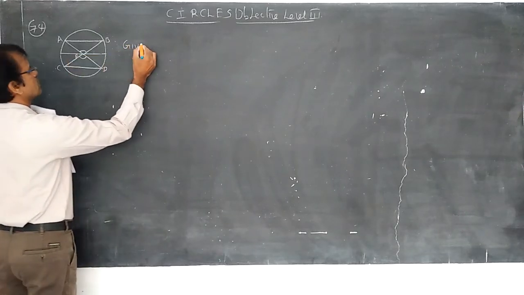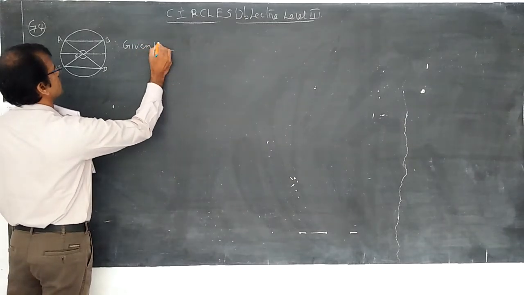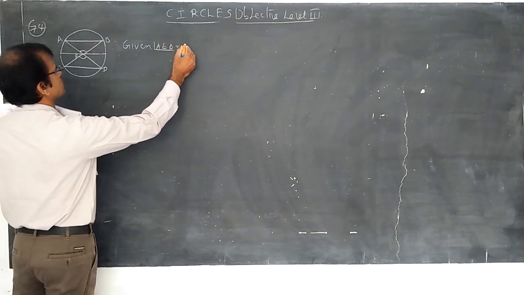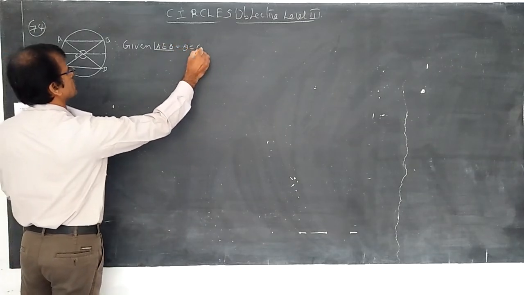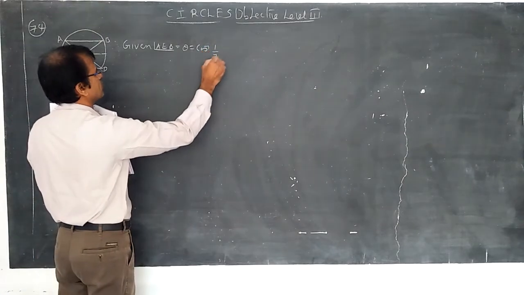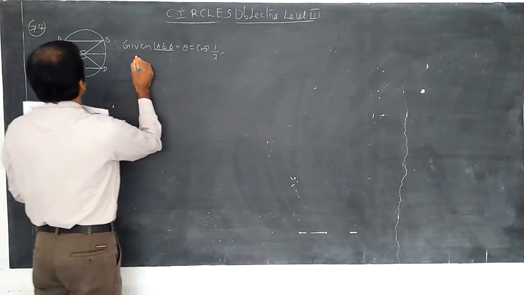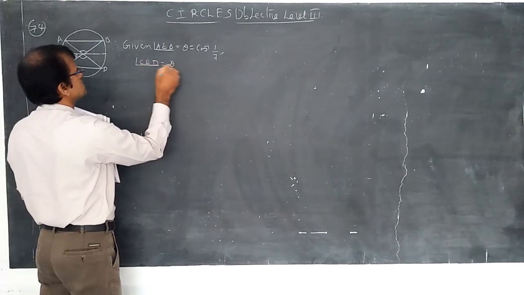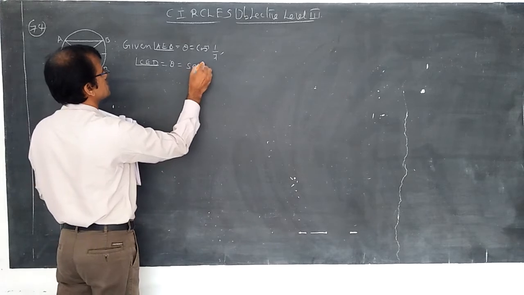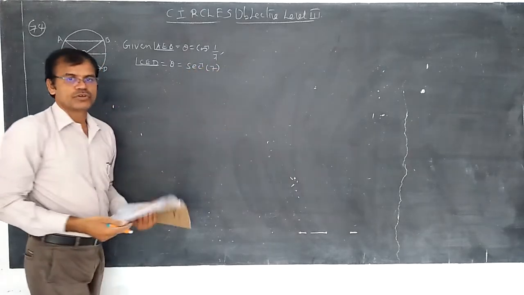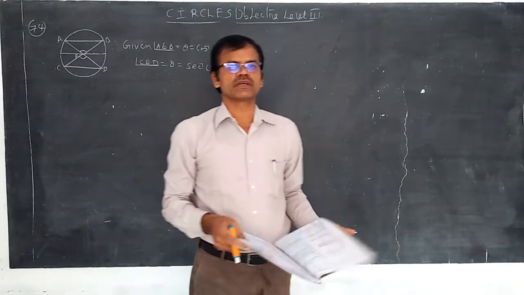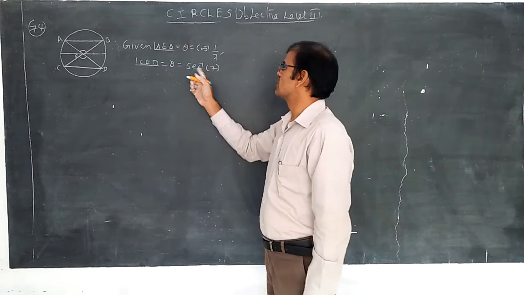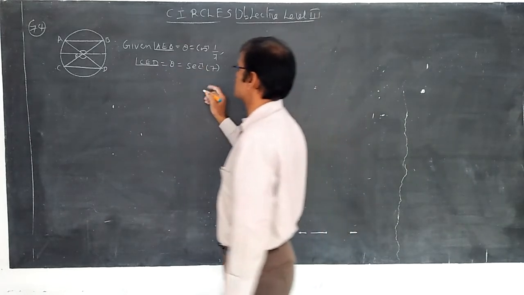E is the center. Given angle AEB is equal to theta is equal to cos inverse 1 by 7, and angle CED is equal to theta is equal to secant inverse 7. We know that cos inverse of 1 by x is equal to secant inverse x. So he has given directly that cos inverse 1 by 7 or secant inverse 7, it is the same.